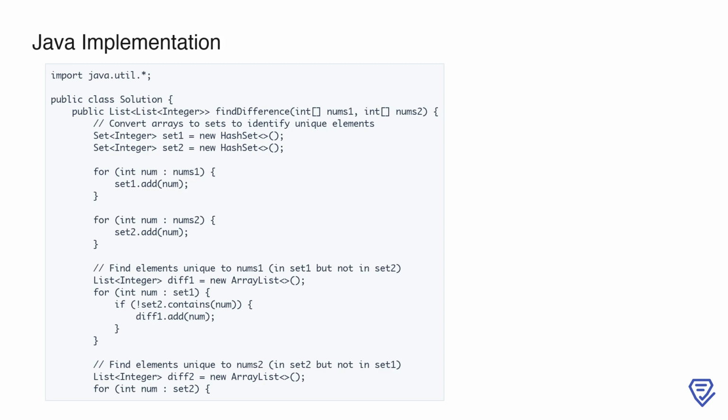Once the sets are prepared, we focus on identifying elements that are unique to nums1. To do this, we create an empty list called diff1. We iterate through each element in set1 and check if it is not present in set2. If the condition is true, we add that element to diff1. This gives us all the elements that are present in nums1 but not in nums2. The next step will be to apply a similar process for nums2.